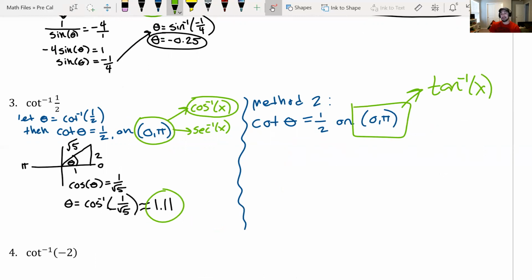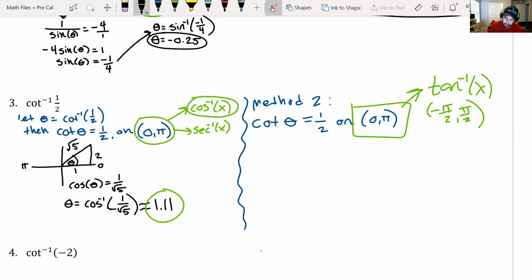The only thing about the inverse tangent is that it doesn't live on 0 to pi. The inverse tangent lives on negative pi over 2 to pi over 2. Well, there's an easy fix for this, okay?